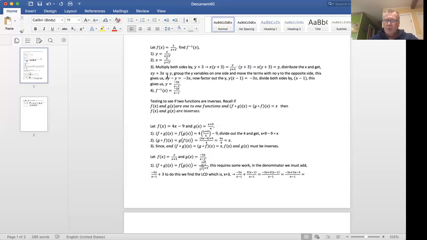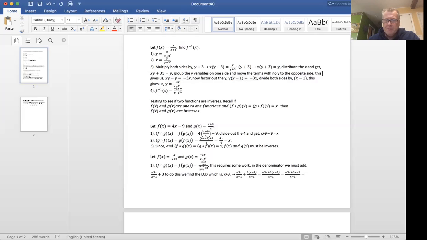Now we're going to factor the y out of here. That's kind of the trick, if you will. It's not really a trick because we use it over and over again. It's not a math trick, it's a standard practice to factor out common factors, and that's all we're doing here. But people always think it's the trick here. So we factor the y out, and that gives us y times the quantity x minus 1 equals minus 3x. Now we're going to divide both sides by x minus 1. So this gives us y equals minus 3x over x minus 1.